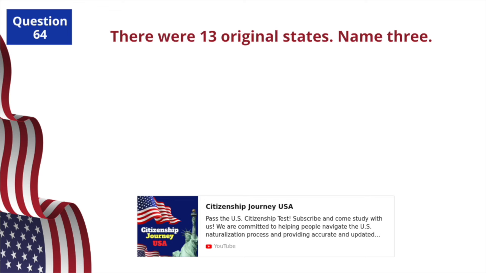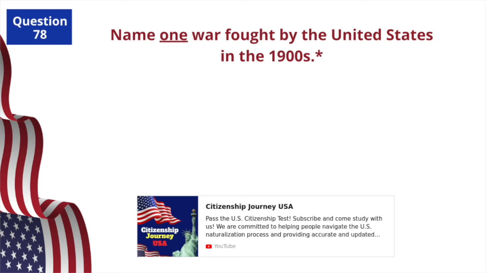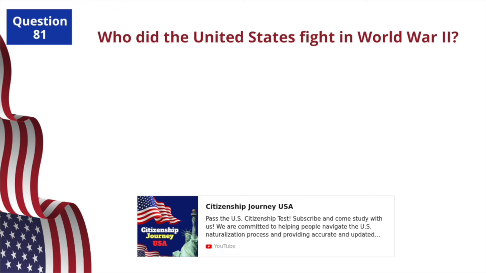There were 13 original states. Name 3. New York, New Jersey, and Pennsylvania. Name one war fought by the United States in the 1900s. World War I. Who did the United States fight in World War II? Japan, Germany, and Italy.